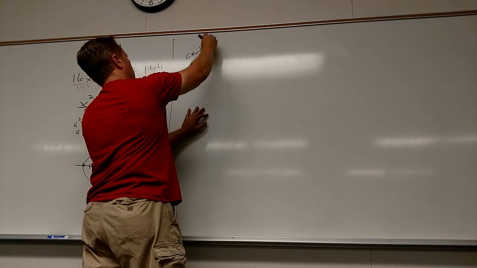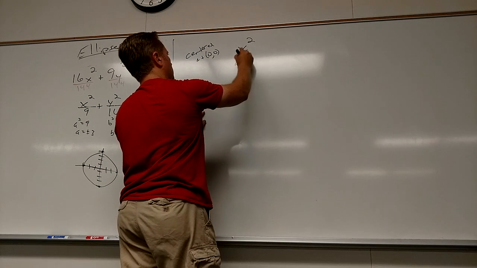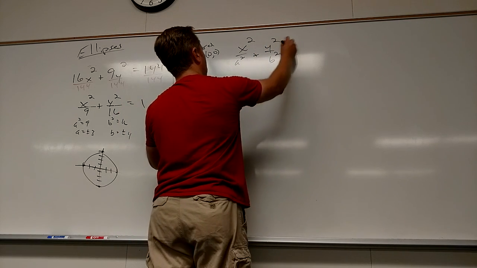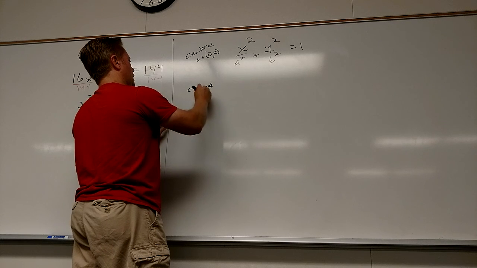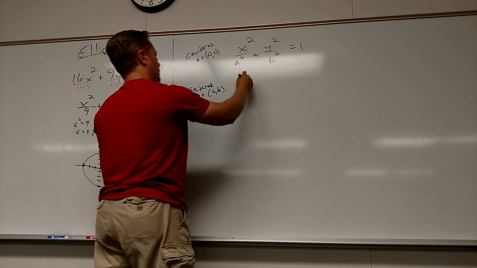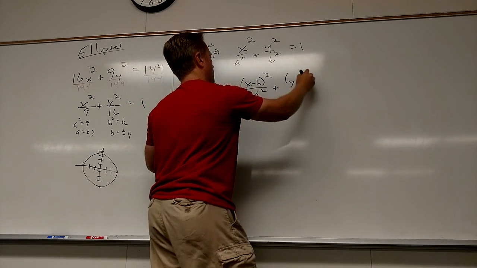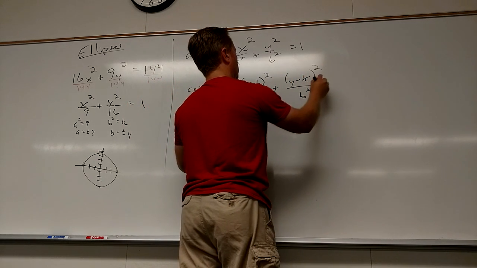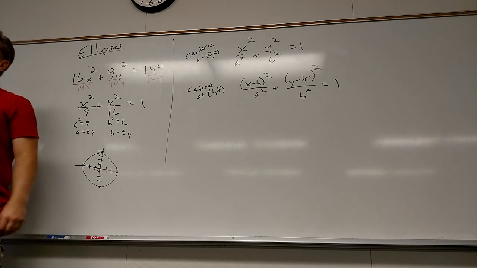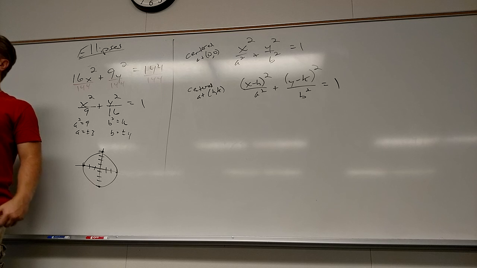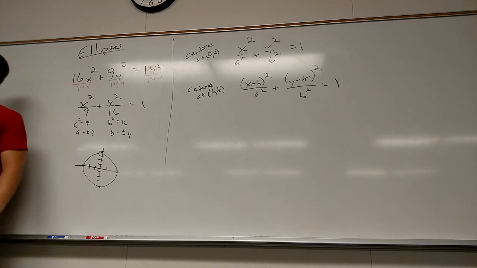So centered at 0, 0, here's what it looks like for an ellipse. Centered at 0, 0 would look like x squared over a squared plus y squared over b squared equals 1. If it's centered at h, k, it'll look like this: x minus h squared over a squared plus y minus k squared over b squared equals 1. So the only thing you have to do if it's not centered at the origin is you put a little circle at the center and you do this counting from there.